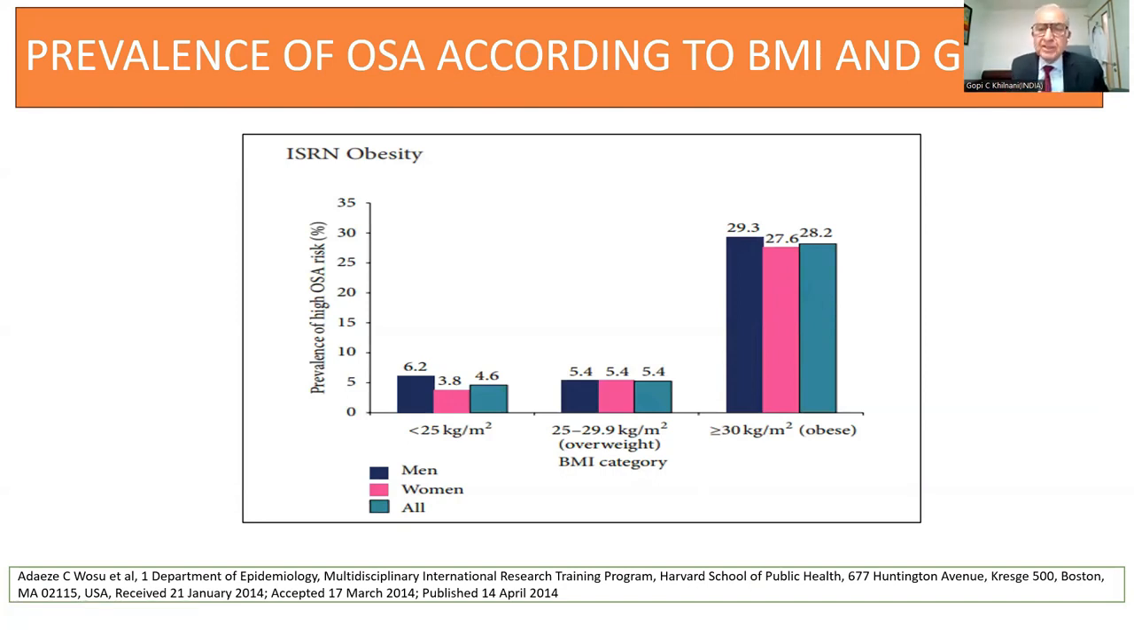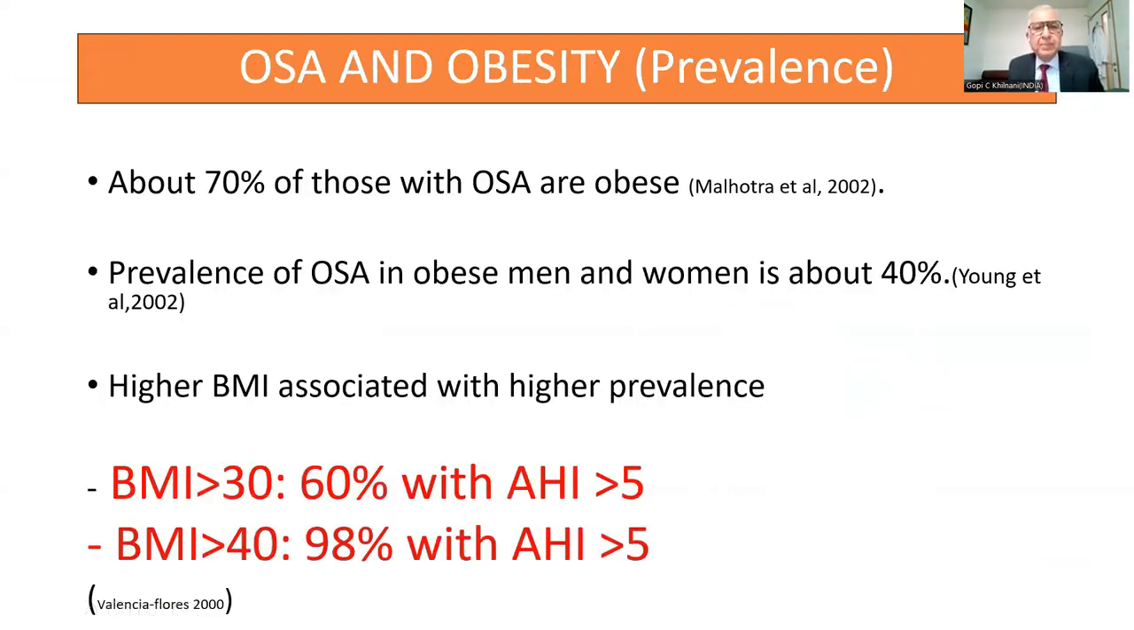50. In the pre-menopausal time, the incidence of OSA is much less in females as compared to males, but in the post-menopausal period, like in cardiac diseases, it is the same. So about 70% of patients with OSA are obese. This is an Indian study. And the prevalence of OSA in obese men and women is about 40%. Higher BMI is associated with high prevalence.